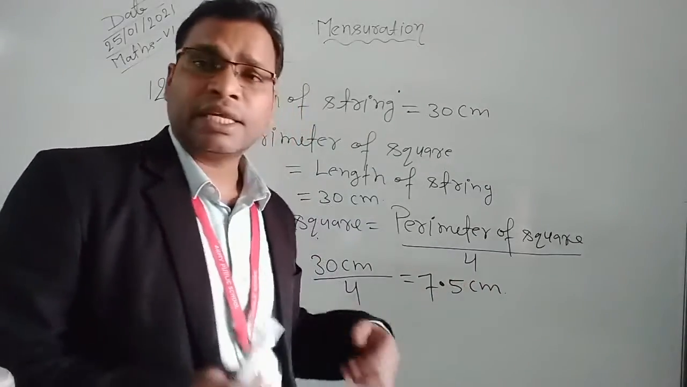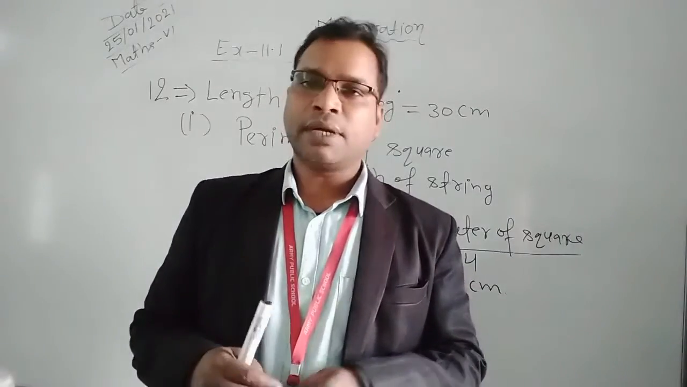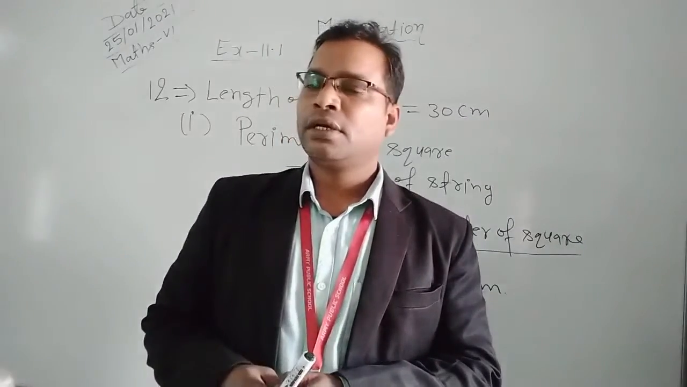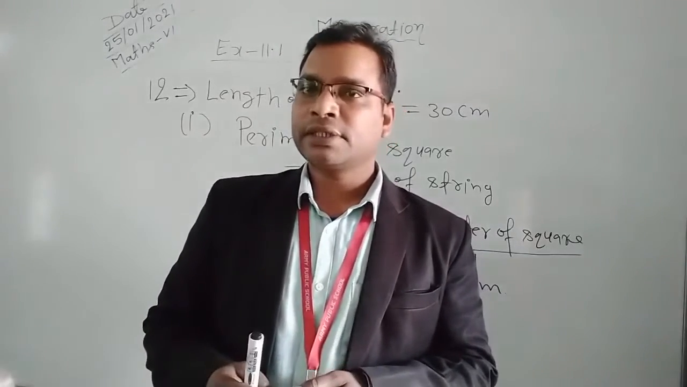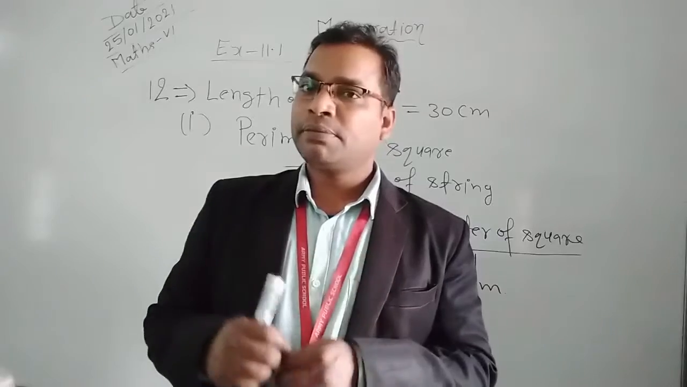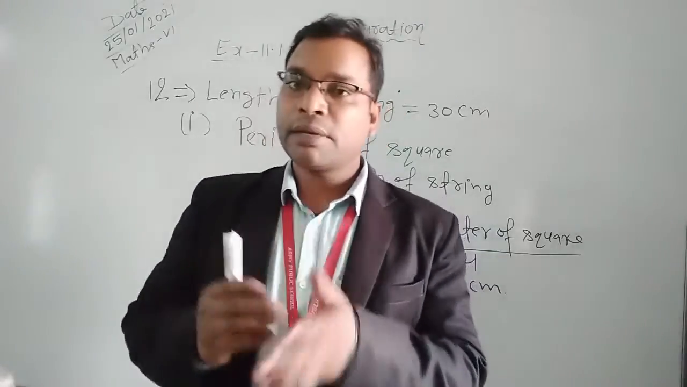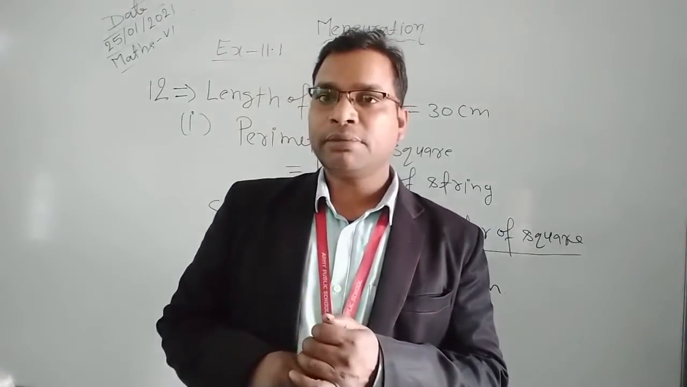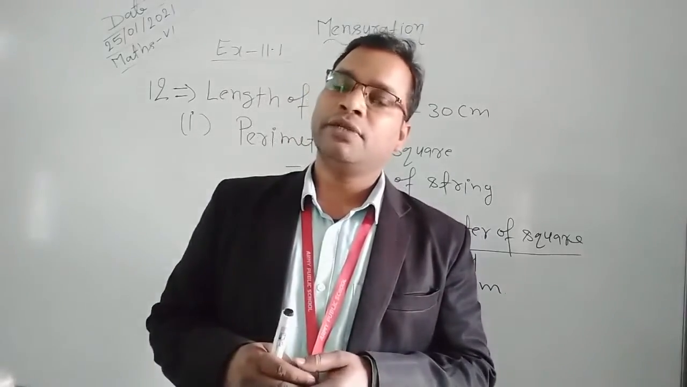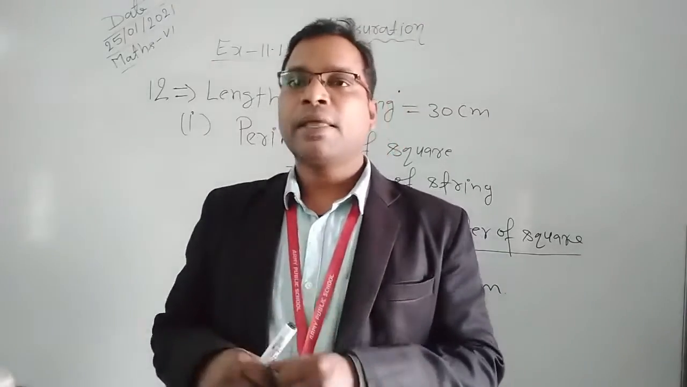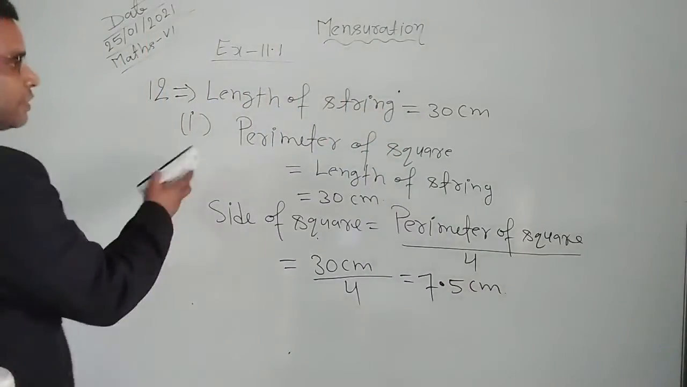Now, next, we reform an equilateral triangle from this string. So again, the perimeter of the equilateral triangle is the length of string. This is given 30 centimeter. Okay, and we need to find the length of side of the equilateral triangle. Okay, so let's see how to find. This is the first case.